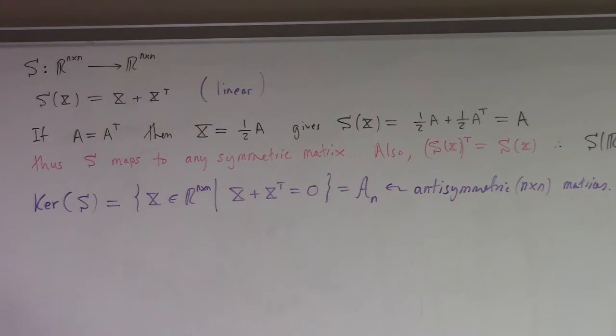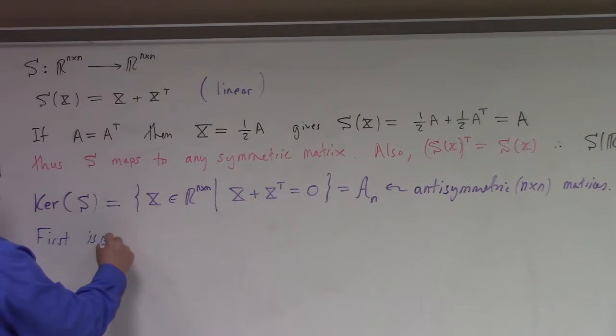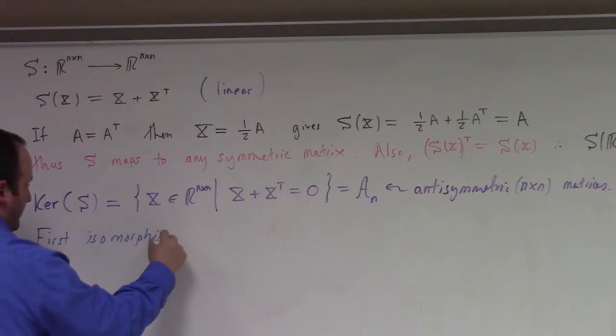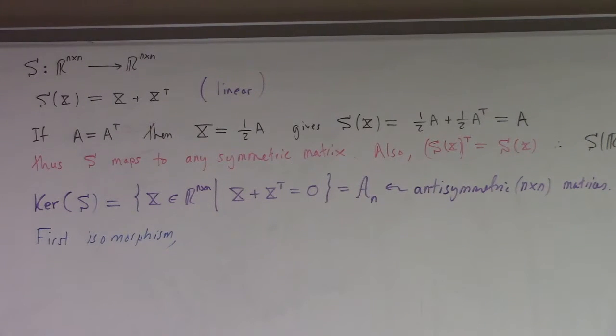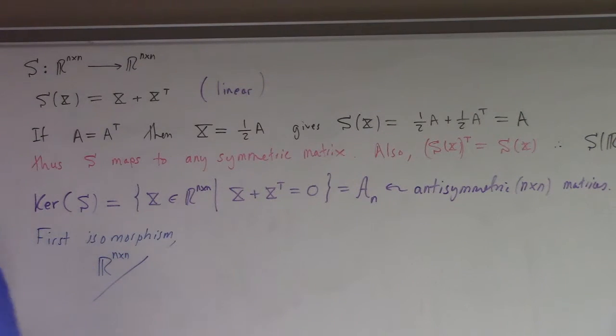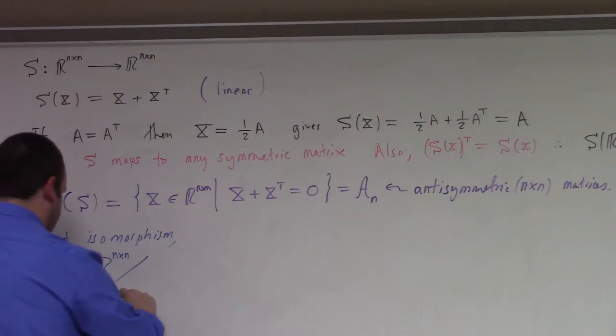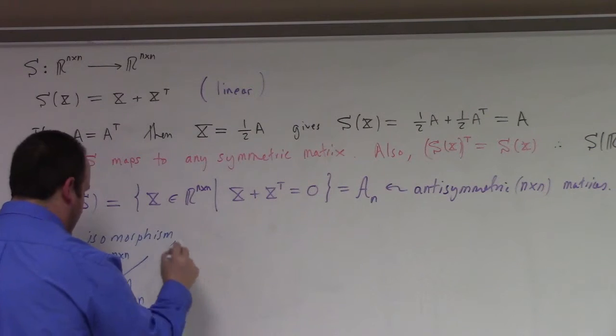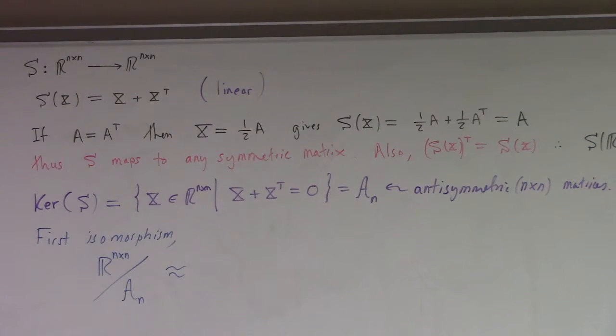All right, so now we use the first isomorphism theorem. What do we got? What does it tell us? If we feed this data to the first isomorphism theorem, what do we get? We get R^(n by n) mod the antisymmetric matrices is isomorphic to what? The symmetric matrices, right?